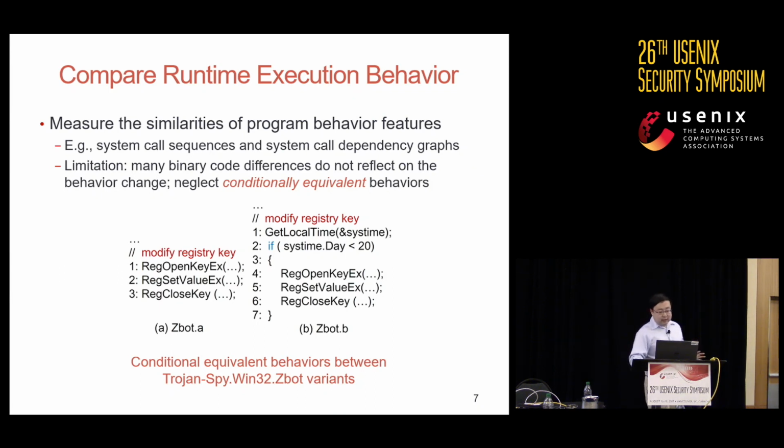However, the limitation of this kind of approach is that many binary code differences do not reflect on behavioral changes. And also, this kind of detection may overlook some conditionally equivalent behaviors. For example, here are two different versions of a malware sample. The new version only performs the malicious behavior when the trigger condition is satisfied. If the dynamic-only approach happens to satisfy this condition and capture all the behavior, it will treat these two binary variants as equivalent. However, the new variant is only conditionally equivalent to the previous one, if the precondition is satisfied.